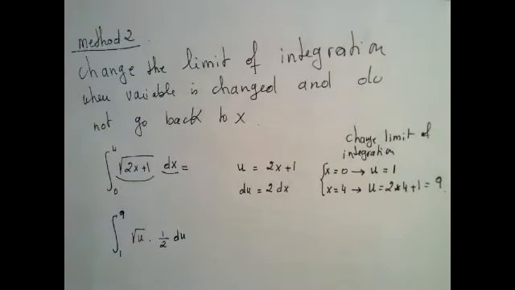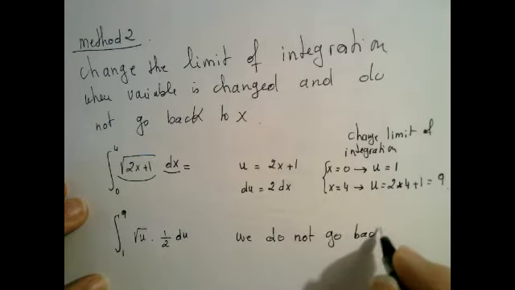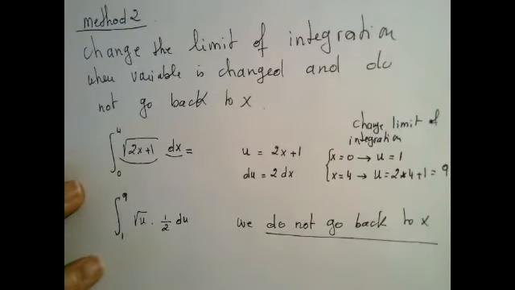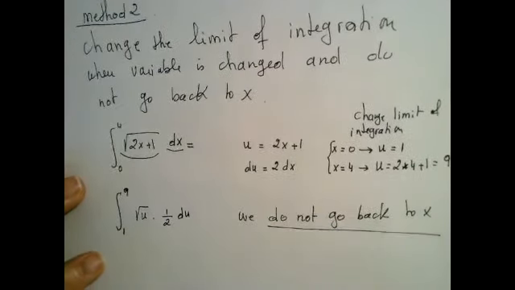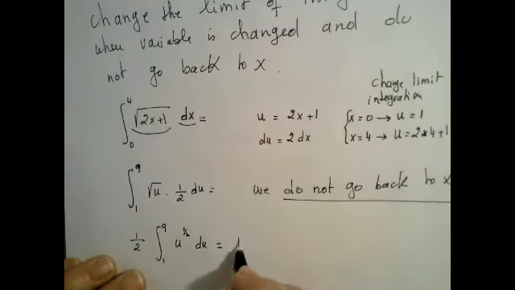Okay, so what I did at this stage is that I changed also the limit of integration. And now at this stage, we do not go back to x. We're done with x now. We do not go back to x. That's it. Now u is my variable. I have a new limit for u. X doesn't exist for me anymore. So this is going to become equal to a half du. That's a new integral in u with new limit, no access for x.